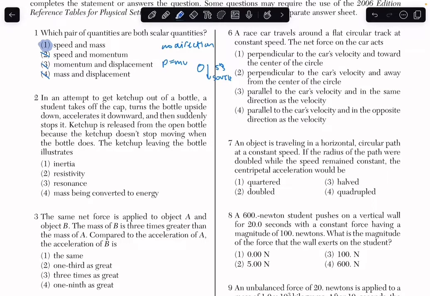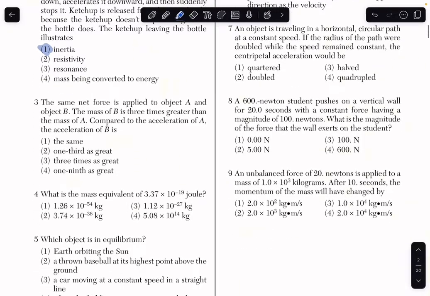So the ketchup leaving the bottle illustrates 1, inertia. The reason it's illustrating inertia is because even though the bottle stopped moving, the mass of the ketchup continued downwards. It was already in that motion, and since the mass kept moving it down, the ketchup left the bottle. And mass is inertia, that's why. Okay, so the inertia is what made it continue moving downwards.